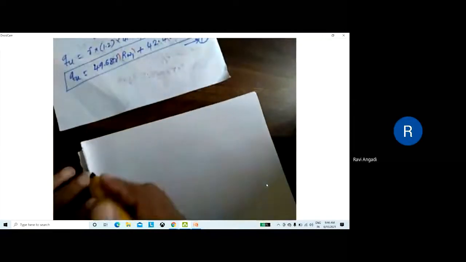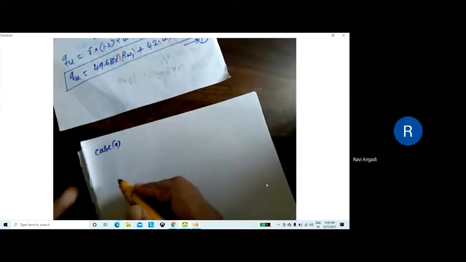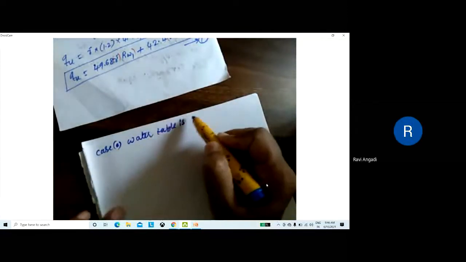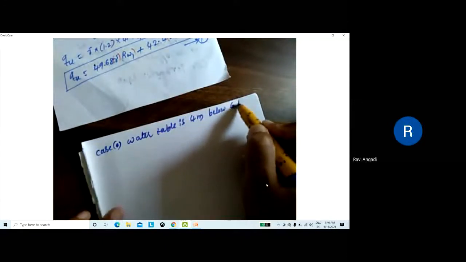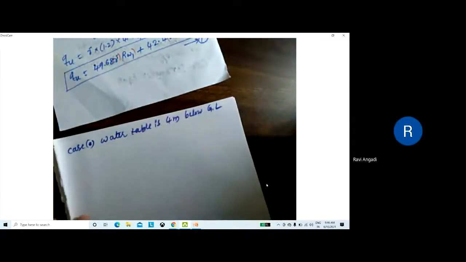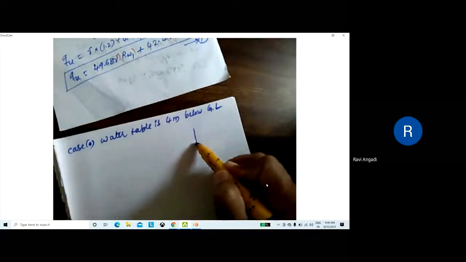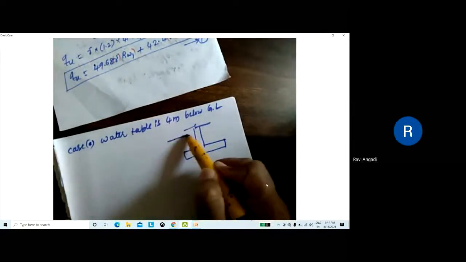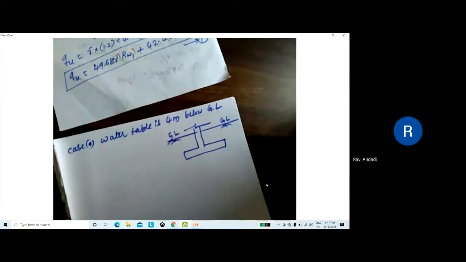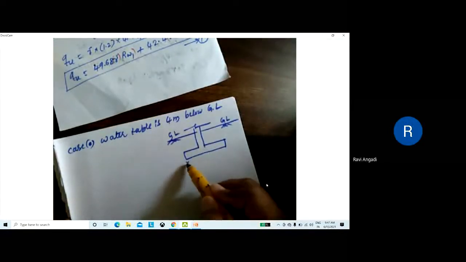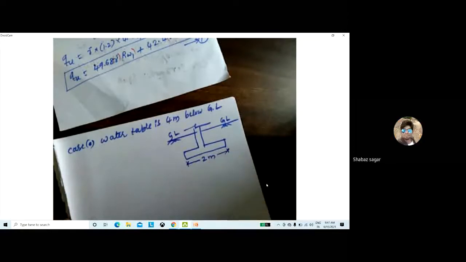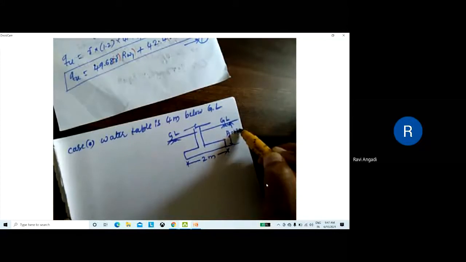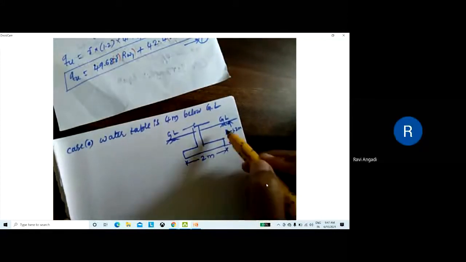Okay, next, let us consider the first case, case 1 or case A. Water table is 4 meter below ground level. So let us draw that one. This is the footing, strip footing. Let us mark ground level. Then what is the width of footing given? 2 meters, sir. What is the depth of footing given from the ground level? Is it 1.2 meter? Yes, sir. That also you mark.